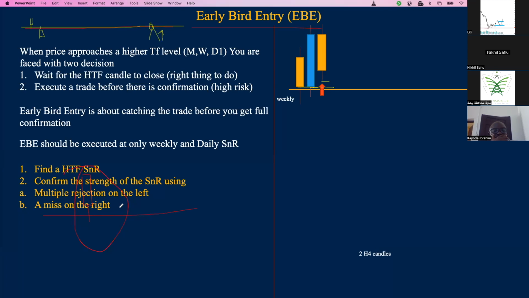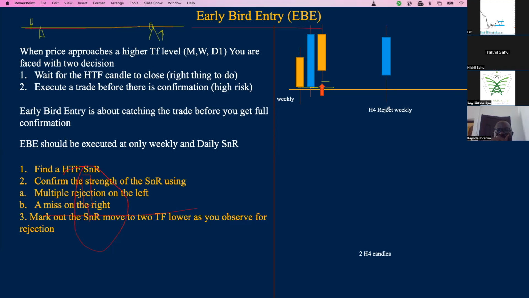After you have a miss, you mark up the SNR and move 2 time frames lower to observe for rejection. So now this is weekly, which means you are going to use 4 hours. So here we have the 4 hour. The 4 hour has rejected the weekly level. Normally, it's supposed to be weekly rejecting weekly, but this time around we're looking at 4 hour rejecting weekly. So for the weekly SNR, you want to see a rejection on the 4 hour.